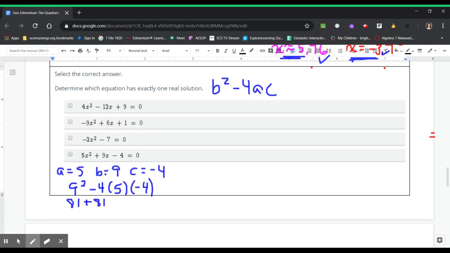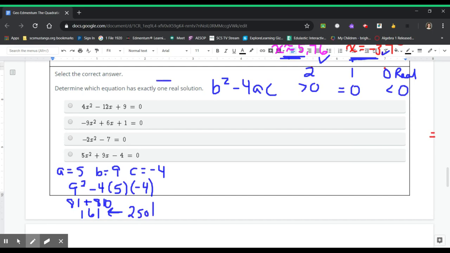No, plus 80 even. And then 80 plus 81 is going to give us a positive 161. So remember, if it's got two solutions, the number is going to be greater than 0. If it's got one solution, it's going to be equal to 0. And then if it's got no real solutions, it's going to be less than 0. So since this number that I got here is bigger than 0, this one's going to have two solutions.